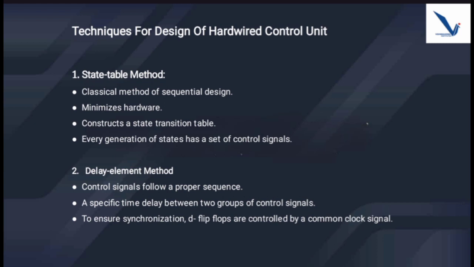The next topic is techniques for the hardwired control unit. There are four methods. First one is the state table method. It is a classical method of sequential design which minimizes hardware. It changes its state according to the instruction and then generates control signals. Basically, we can implement it from a finite state machine. Every generated state has a set of control signals.